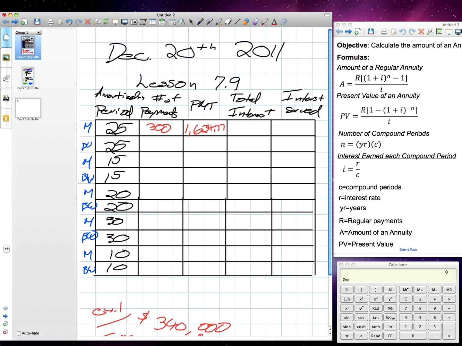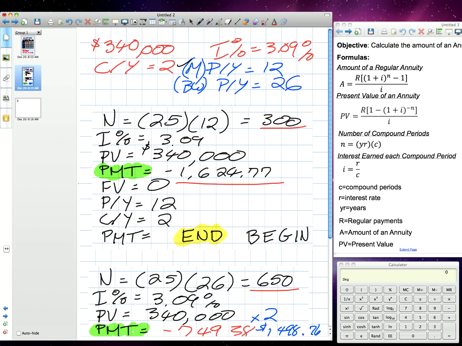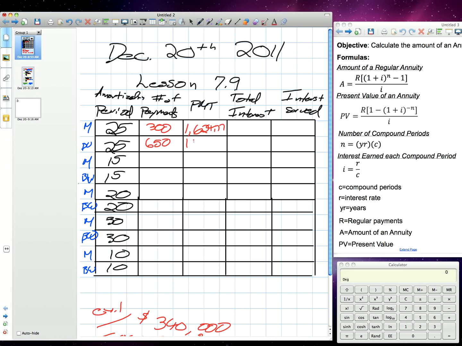For our biweekly payments, our total number of payments was 650. Okay. Our payments per month. So this is per month, okay? Not per term. We're talking about per month, which is the second number we calculated. 1,498.76. So we're paying 1,498. Oh, no, comma's in a funny place. What was the cents? 76, was it? Okay. So we now have to figure out our total interest and then the interest saved.